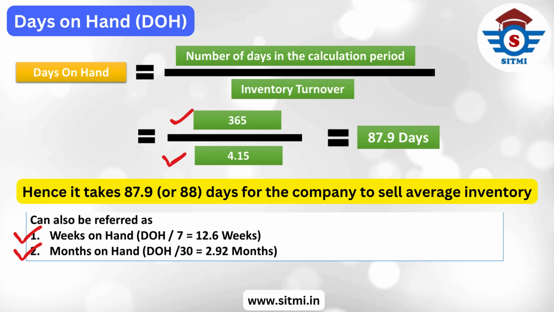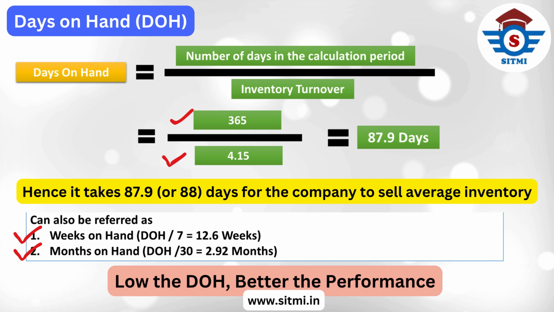The second formula that we have seen is months on hand, and to calculate that, it is basically days on hand divided by 30, because we are converting days into months, and that tells us that the company needs 2.92 months, that means almost 3 months, to sell their average inventory. Now in an ideal situation, if days on hand is low, then performance is better. That means if your company takes fewer days to sell their average inventory, then the performance of that particular product is much better.